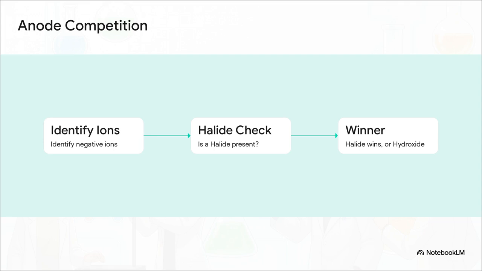But if there's no halide around, let's say you're using something like a sulfate or a nitrate, then the hydroxide ion from the water takes the crown. It gets discharged, which ends up forming oxygen gas and water.